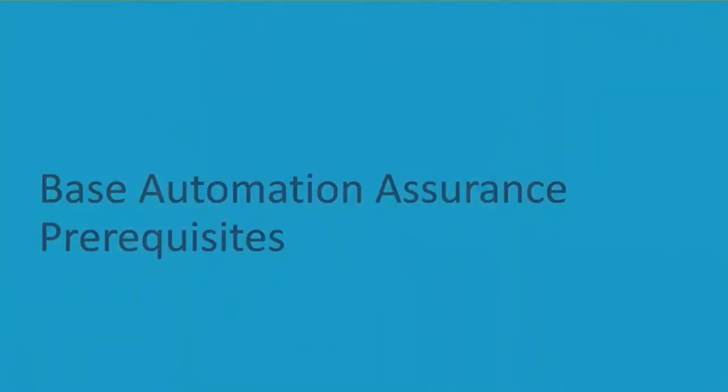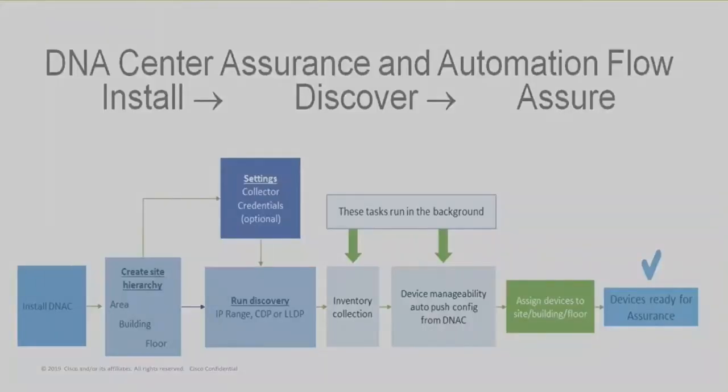Now let's go ahead and talk about the prerequisites to get assurance running to the level that you want it to run, right? And this is gonna be the first half of today. If you look at this slide right here, that should be, in a nutshell, the agenda for the first half of this morning. We're not gonna talk about installing DNA Center because we know you already have DNA installed. We're just gonna touch base really quick on how it is necessary to create a site hierarchy with areas, buildings, and floors, and we'll cover that.